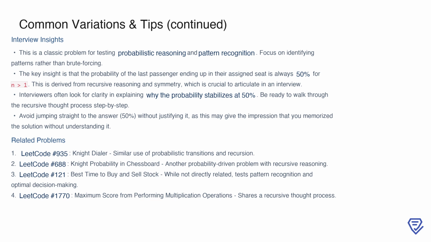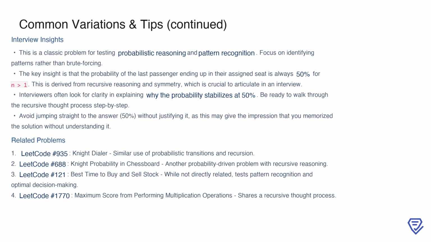Being able to articulate why the probability stabilizes at 50% is crucial, as it demonstrates a deep understanding of the problem. Interviewers are likely to ask about this, so be ready to walk through the recursive logic step by step. Avoid simply stating the answer is 50% without justification, as this can make it seem like you've memorized the solution without truly grasping the reasoning.